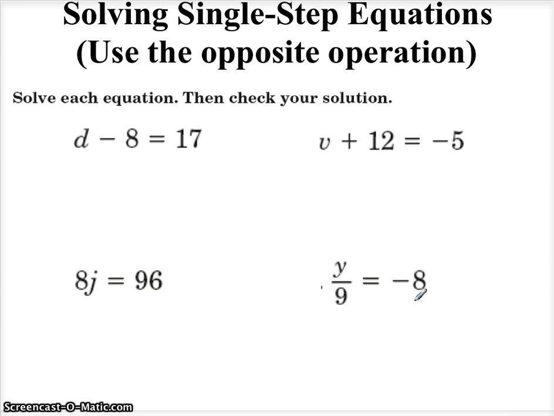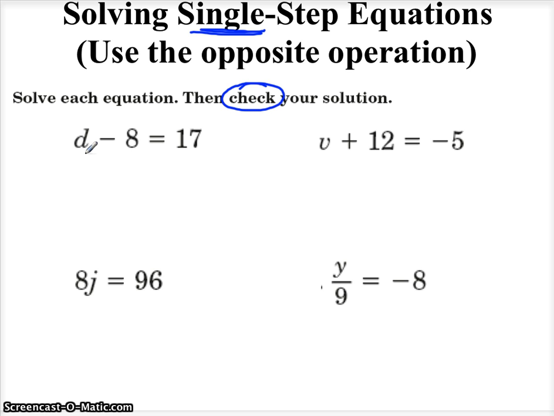Right, a big part of Algebra 1 is solving equations. We're going to start out with the most basic, solving single step, which means one step and you should be done. So directions say solve each equation and check. Checking is very important. It basically tells you if you got the right answer or not.